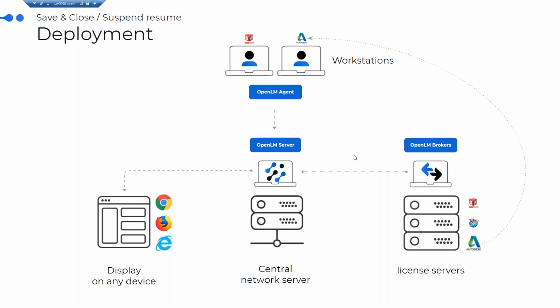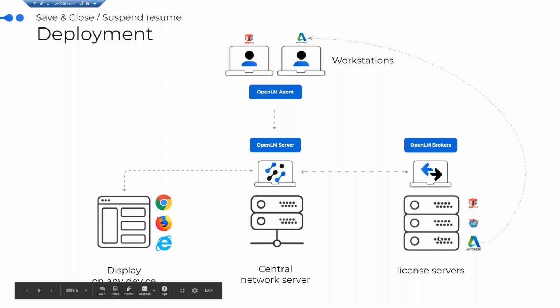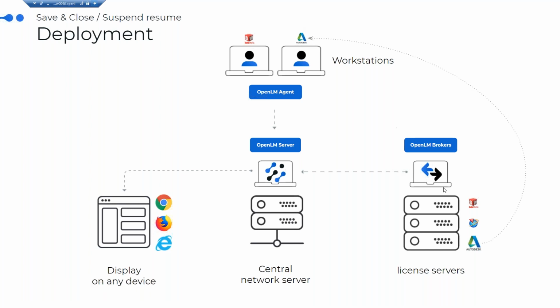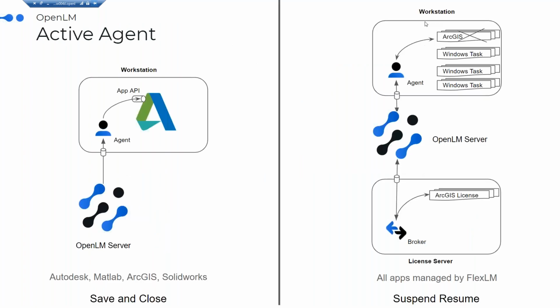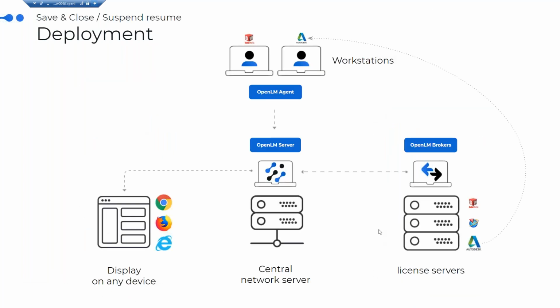Now that's basically the deployment. This is how it looks like. You got the OpenLM server, which is your central component. You've got the OpenLM broker on the license servers. Now the license servers, you know, they provide licenses to the applications on the workstation. So we have the broker on the server, and we have the agent on the workstation itself. And they can interact together, such as with the Suspend Resume method.